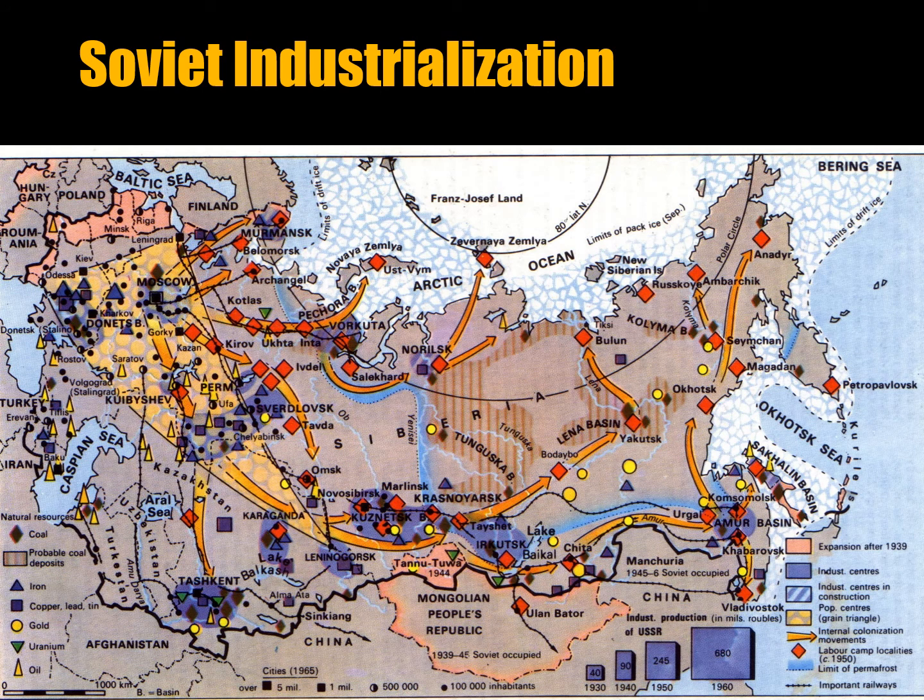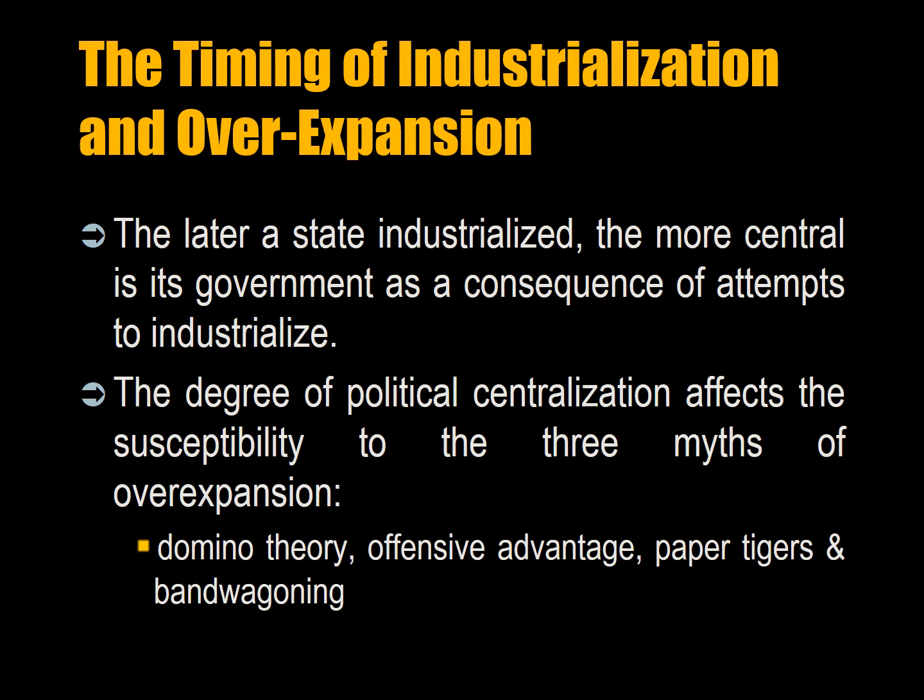Here you can see the Soviet push from European Russia, pushing industrialization into Central Asia and into the East along railroad lines that connected up resources, primarily coal. So the later a state industrialized, the more centralized was its government as a consequence of the attempt to industrialize.